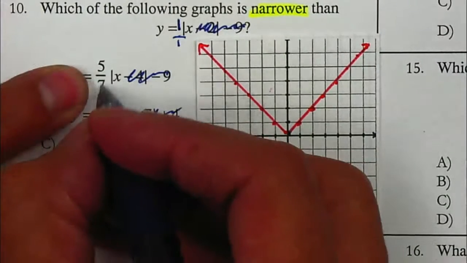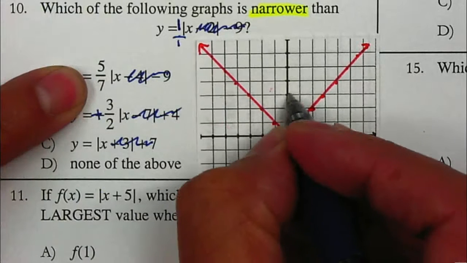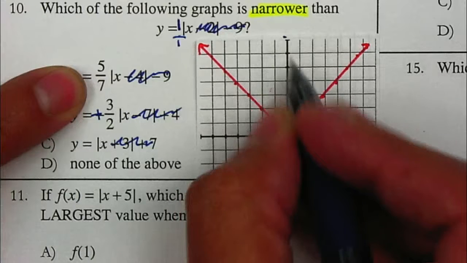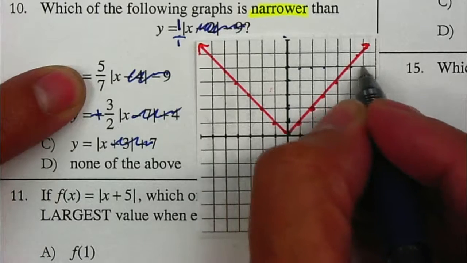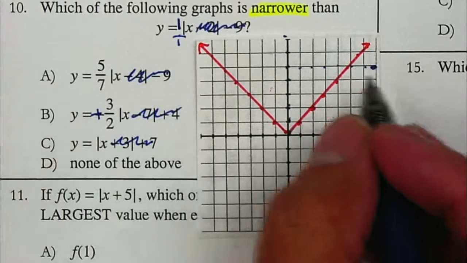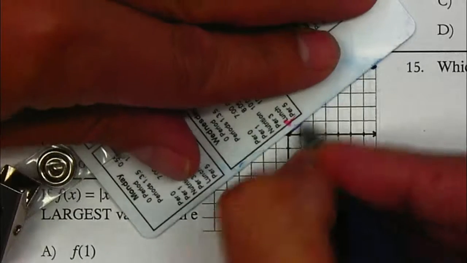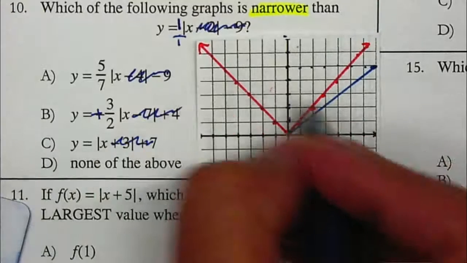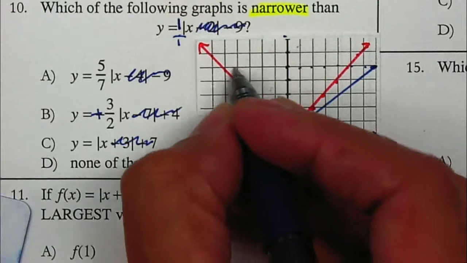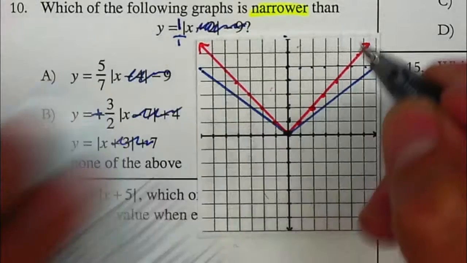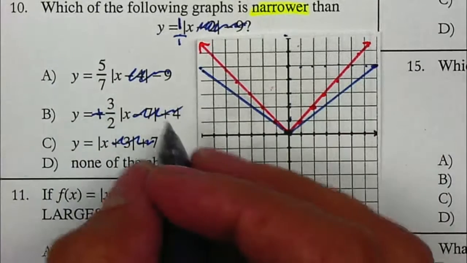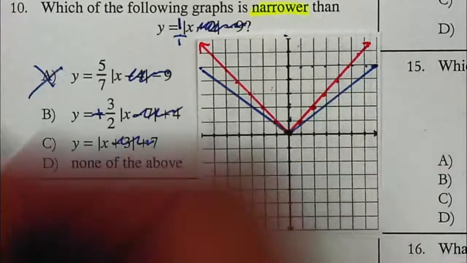Letter A is up 5 to the right 7. So 1, 2, 3, 4, 5, and 1, 2, 3, 4, 5, 6, 7. So if you notice, this one's going to be wider. And over to the opposite side, 7. So that one's wider. That's not it.